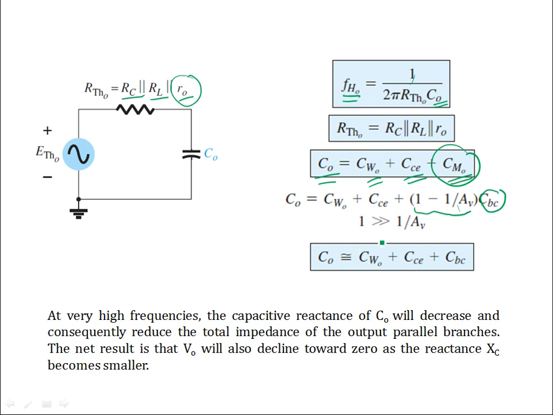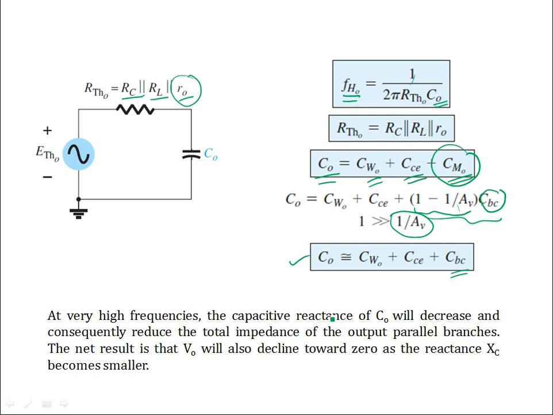So that is giving you the output capacitance. But here you see the Miller output capacitance has little effect. If AV is very large, this term will be small. So 1 will be very much greater than 1 by AV. So in that case, if 1 is very much greater than this term, you can consider this whole term to be equal to CBC itself.